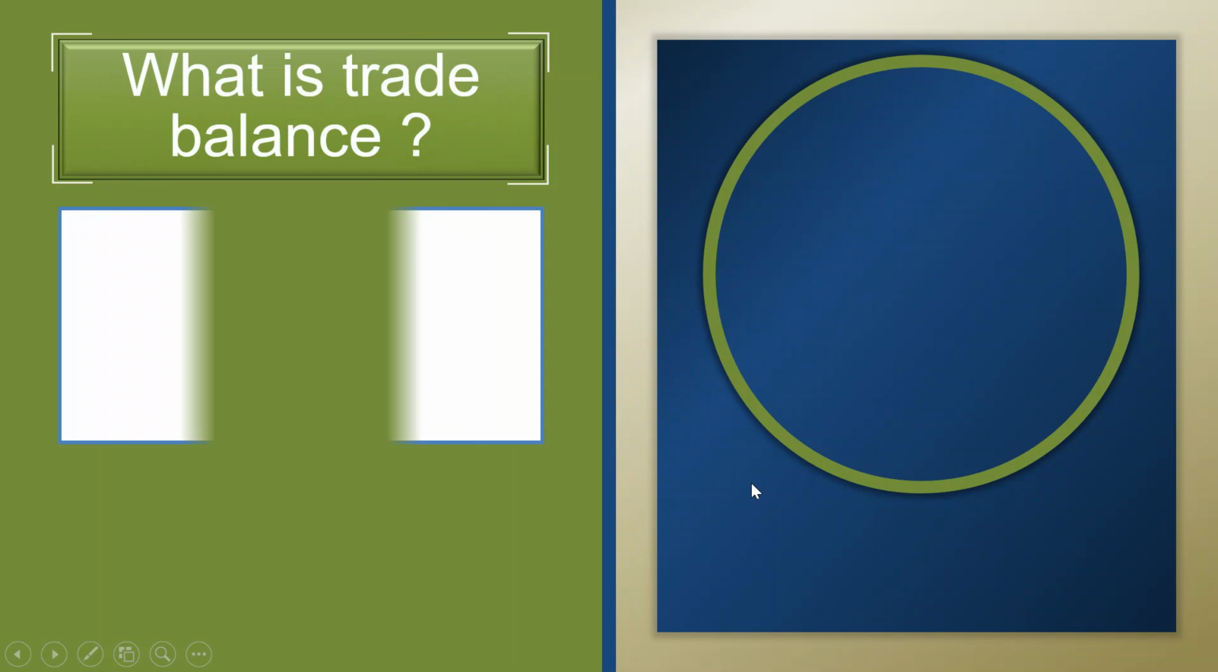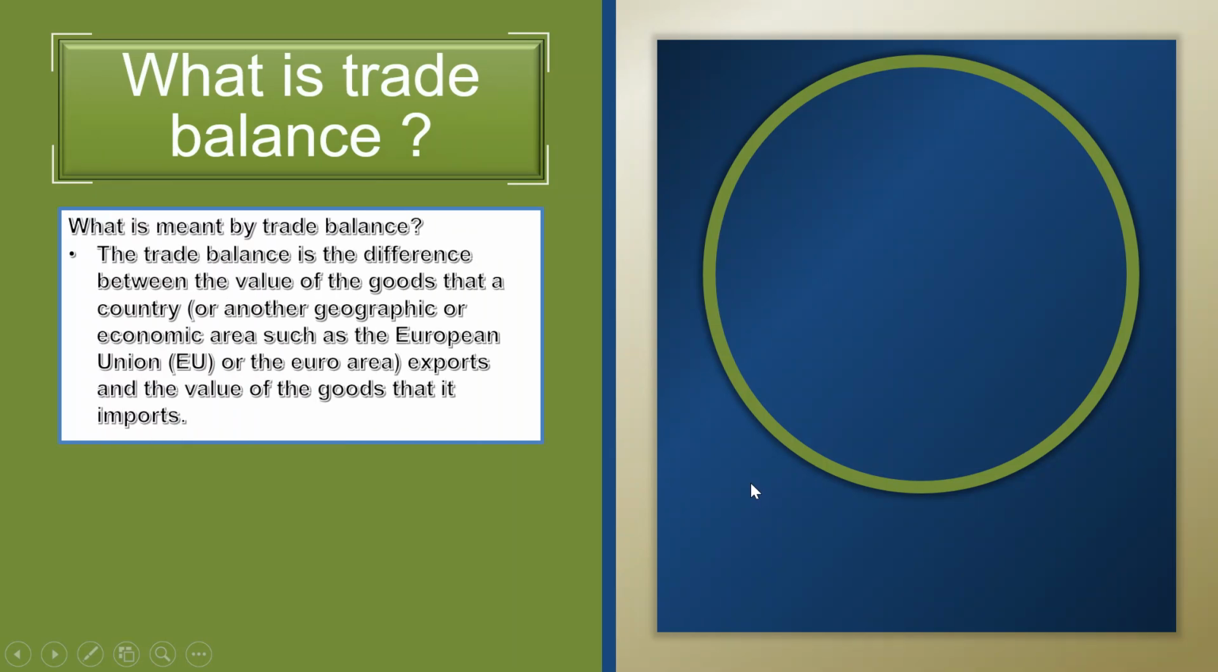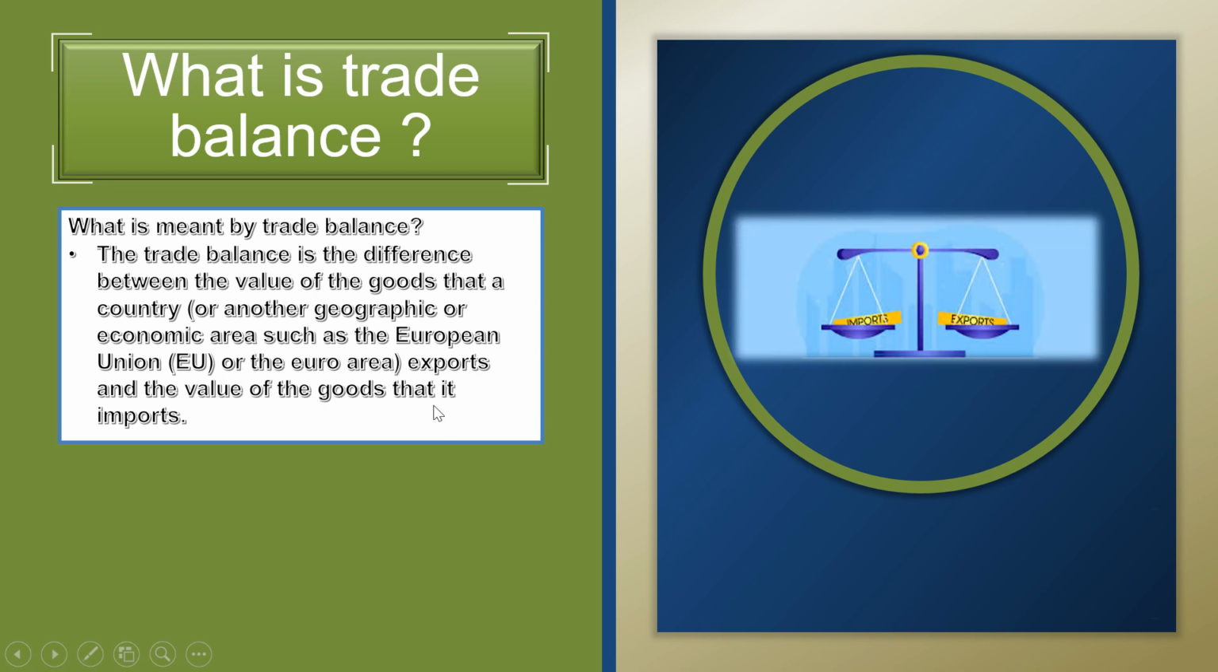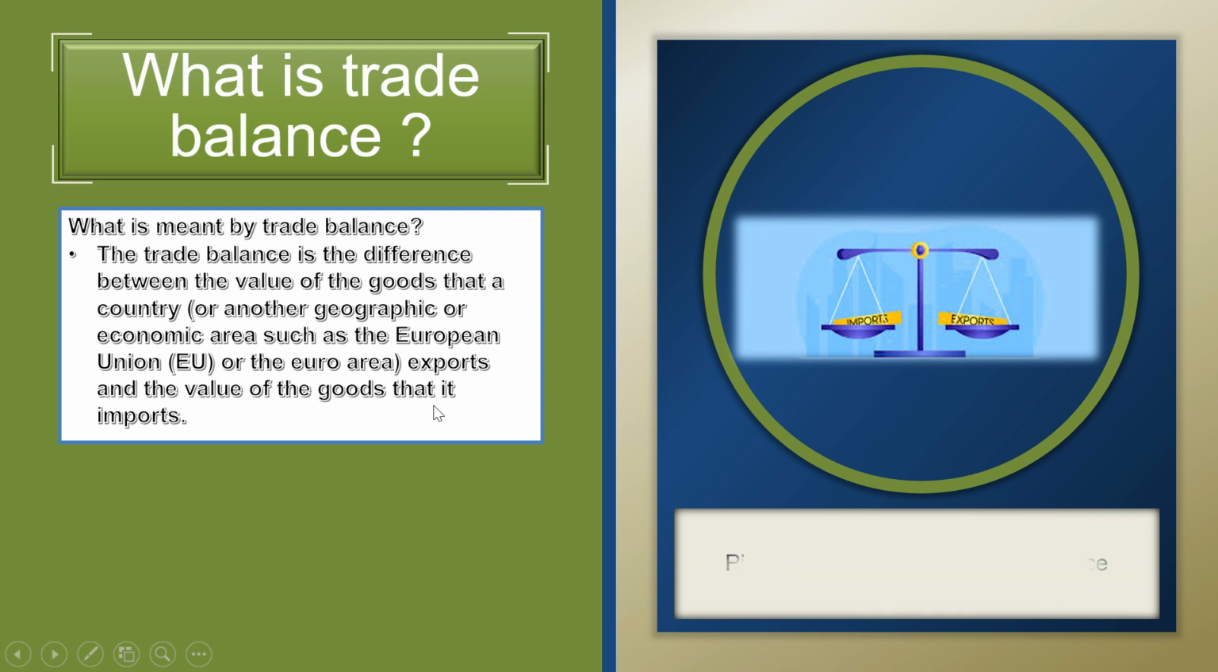What is trade balance? The trade balance is the difference between the value of goods that a country or another geographic economic area, such as the European Union, EU, or the Euro area, exports and the value of goods that it imports. Picture showing what is trade balance. So basically the imports and exports must be balanced. That's called trade balance.